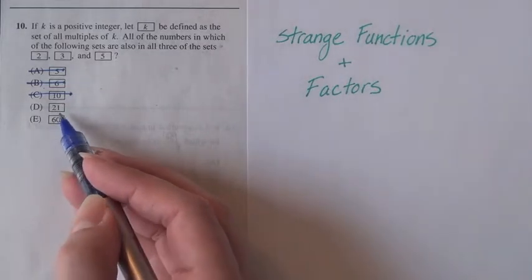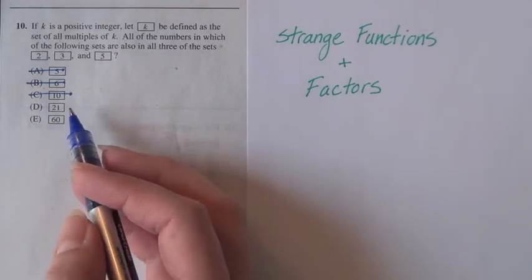Multiples of 21 will not work. 21 itself is not divisible by 5.